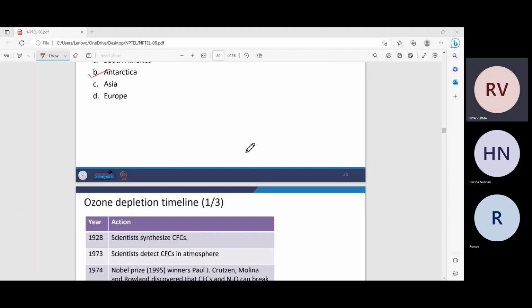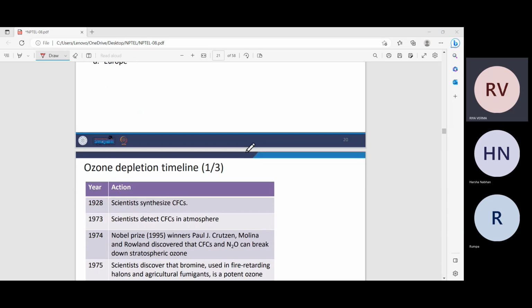Now we have the ozone depletion timeline. In 1928, the scientists synthesized the CFCs. So artificially they created CFCs, and then in 1973 they found out that it was present in the atmosphere. Then in 1974, two scientists, Molina and Rowland, discovered that these CFCs and also the nitrous oxides N2O can break down the stratospheric ozone.